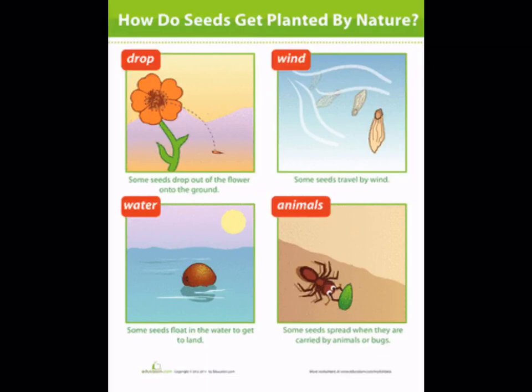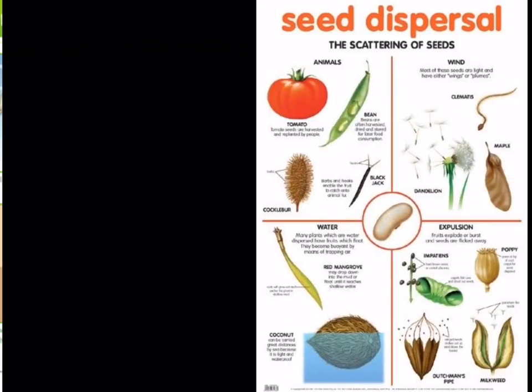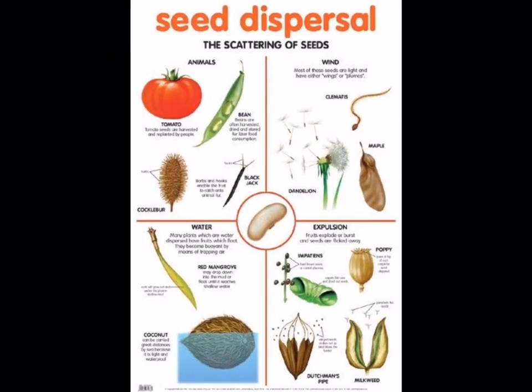I want to show you another picture of what you might think that seed floating in the water is, and it might kind of surprise you. Take a look over here at this different picture. It says seed dispersal, the scattering of seeds. We've got seeds that are scattered by animals. An example of that is a tomato, a bean, and then there's some other ones there.